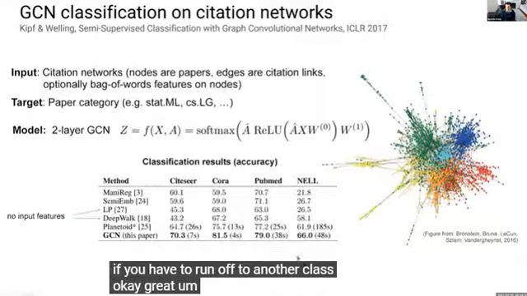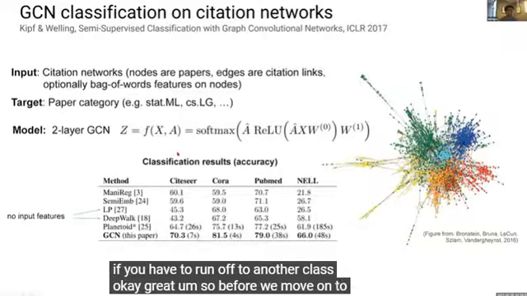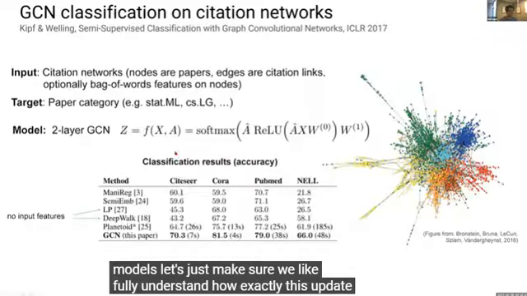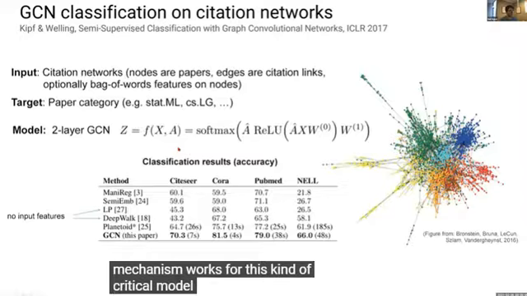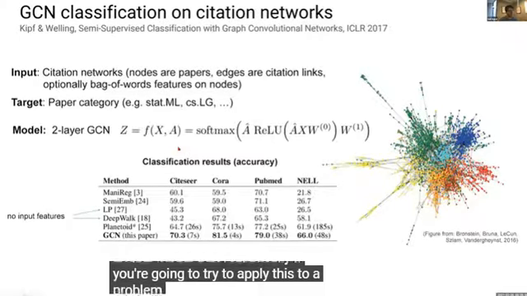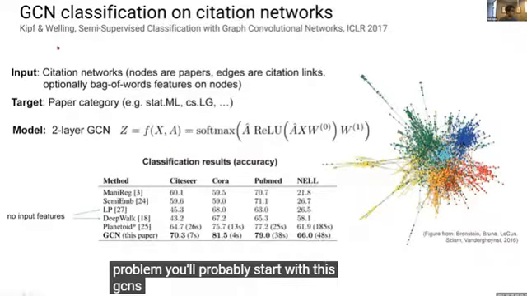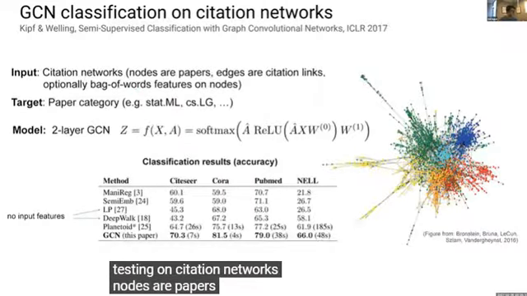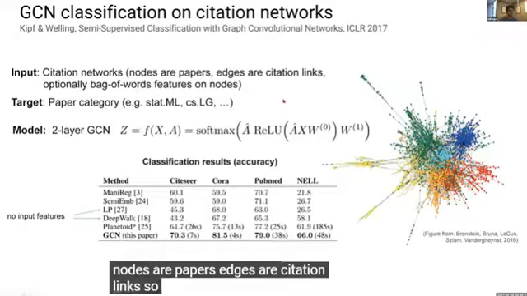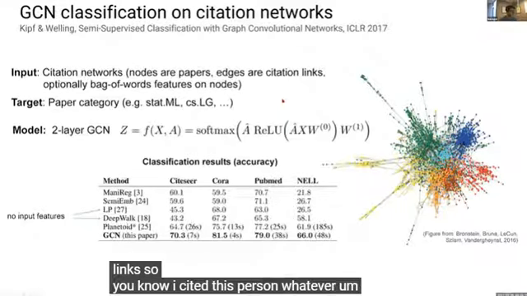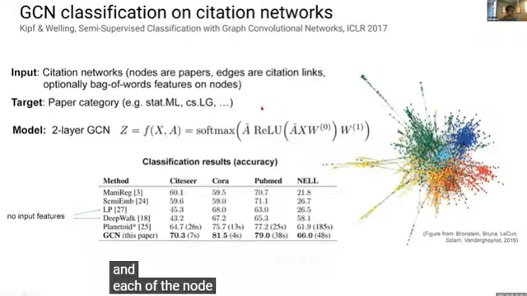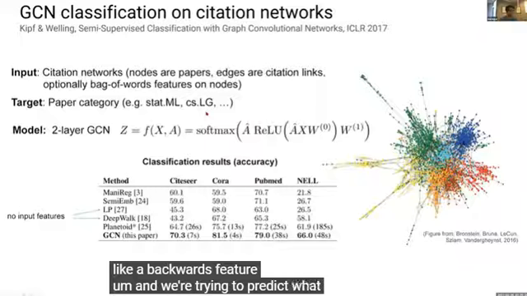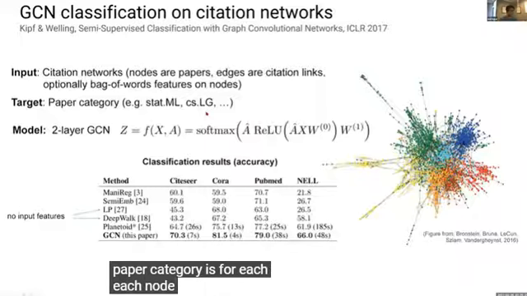Okay, great. So before we move on to any more models, let's make sure we fully understand how exactly this update mechanism works for this critical model that, realistically, if you're going to try to apply this to a problem, you'll probably start with: GCNs. In their case, they were testing on citation networks. Nodes are papers, edges are citation links. So, I cited this person, whatever. And each of the node features is just a bag of words feature. And we're trying to predict what the paper category is for each node.